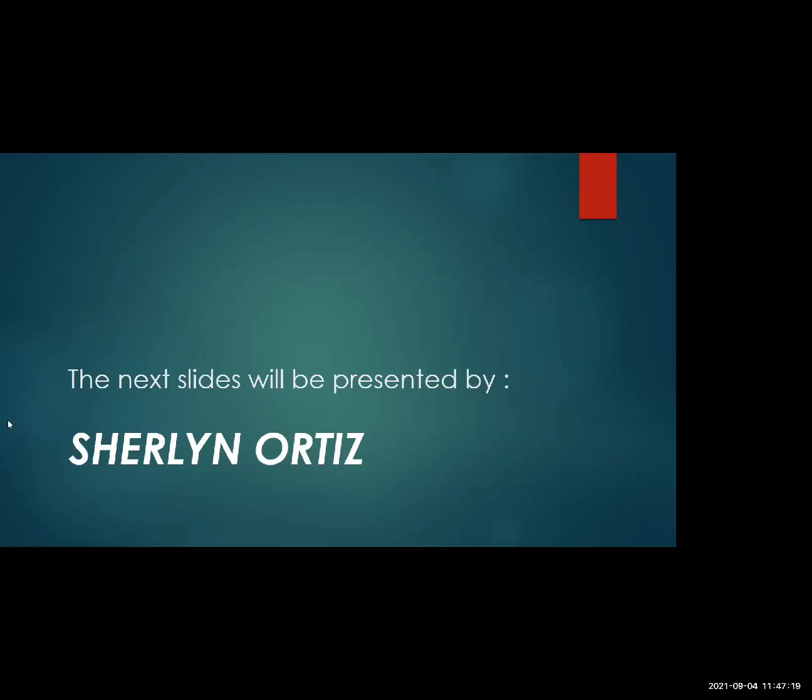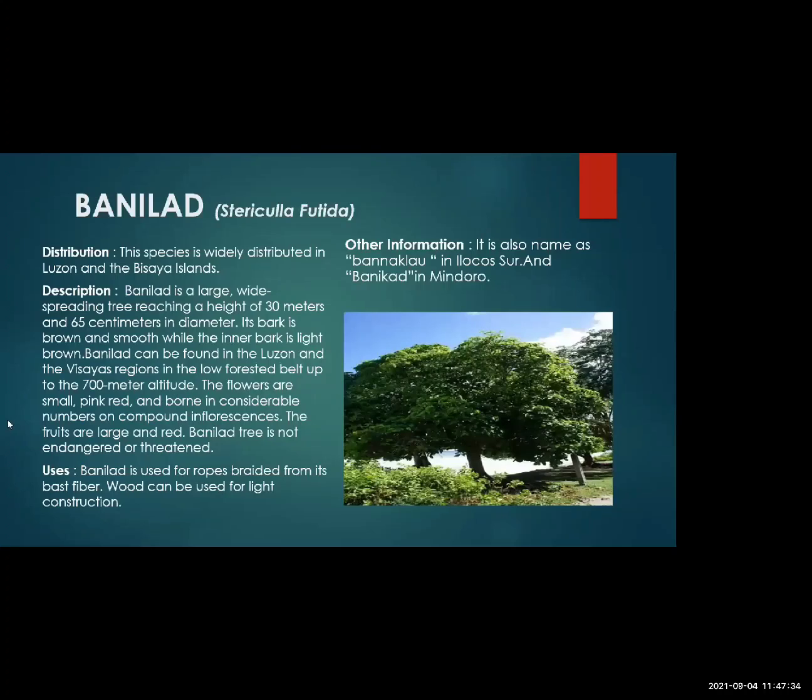Okay. Hello guys. Good morning. These are the other 5 species that we can find in beach forest. By the way, I'm Sherlyn Ortiz. The 5 names of my species are banilad, anahaw, sunting, banoyo, and yucca. And we can tackle the first species in the next slide.